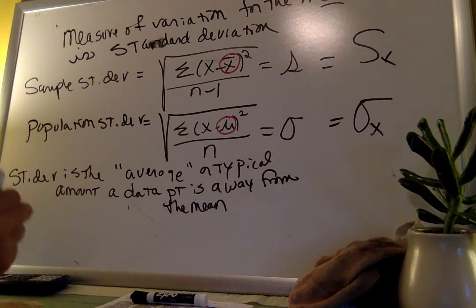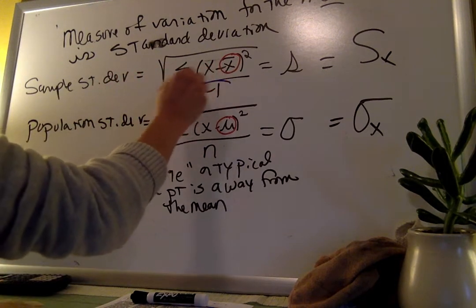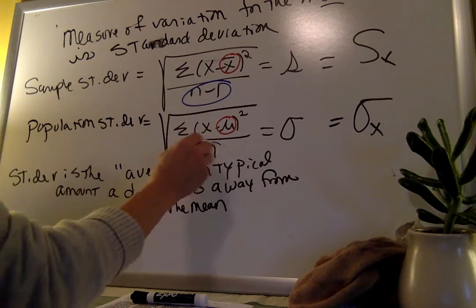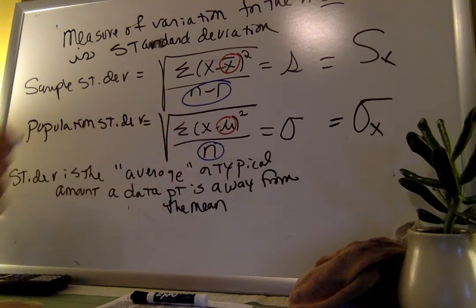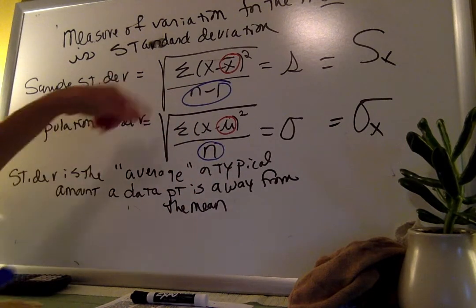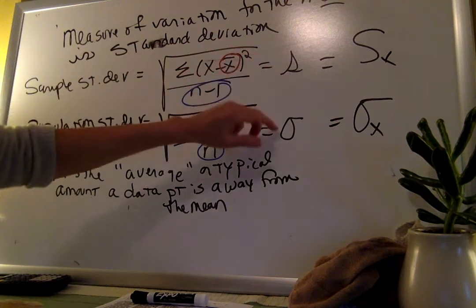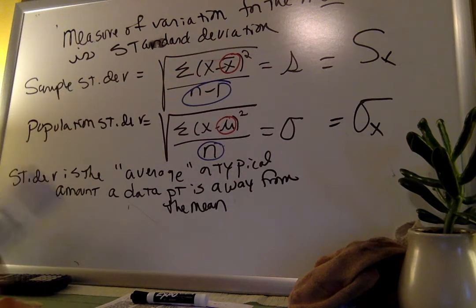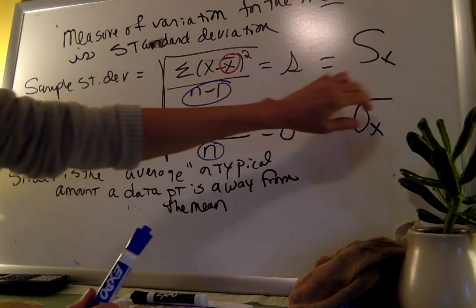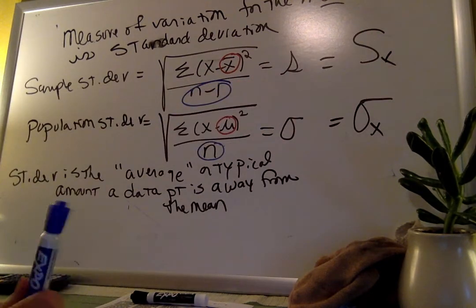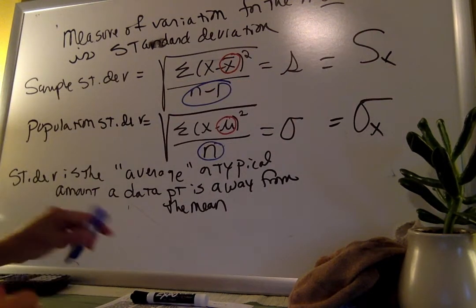Now what really is different: this is dividing by n, n minus 1, that's dividing by n. So that right there tells you these quantities are going to be different, and that is why you'll see two different numbers when you look at your TI-83 for any given data set.